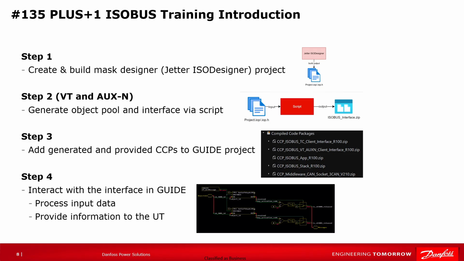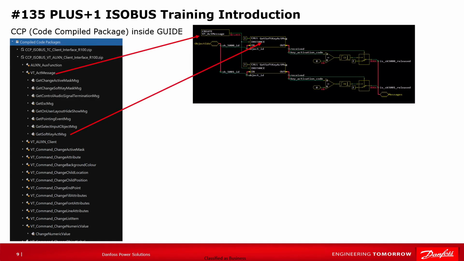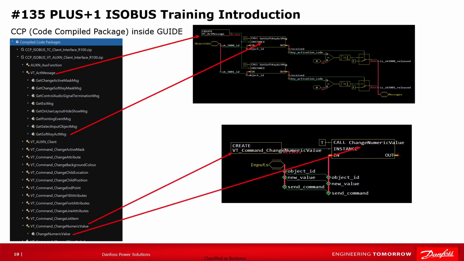And finally, step 4, interact with the interface in guide like it is shown here, where a C code class instance of message has been created that contains methods that may be called, like the get soft key activation message. This event would get processed, and an action on the implement can be taken. Or the C code class instance of command to change numeric value function using the object ID and the value input of the command method change numeric value, for example.